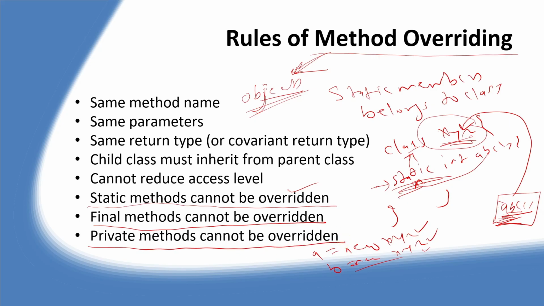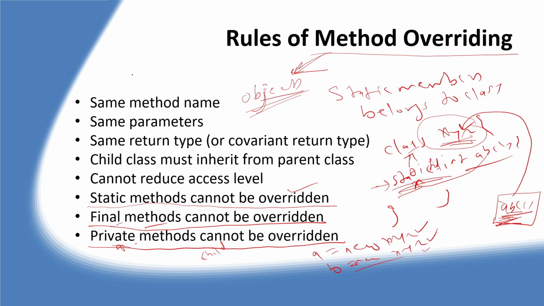Why can private methods not be overridden? Because the scope of private is within the class. If we go for overriding the method, that means it will use the child class, but the scope is only private. That's why private methods cannot be overridden. And for final methods, the final keyword is used in Java so that we cannot modify it further. So if you use the final keyword in any method, then this method can't be overridden.